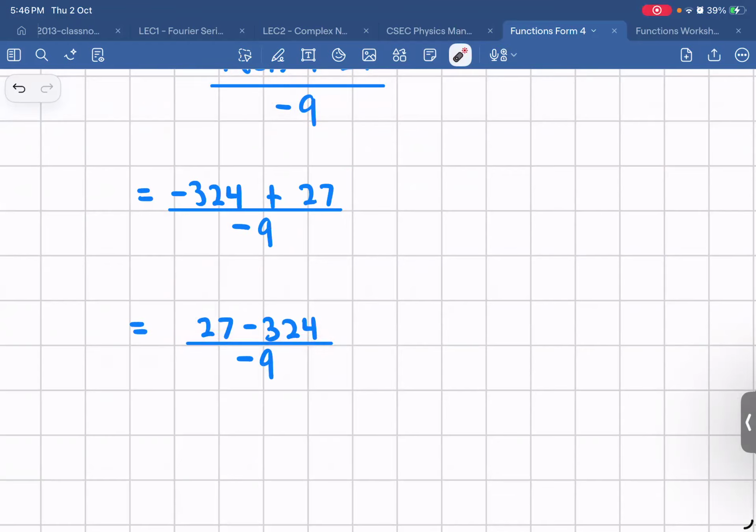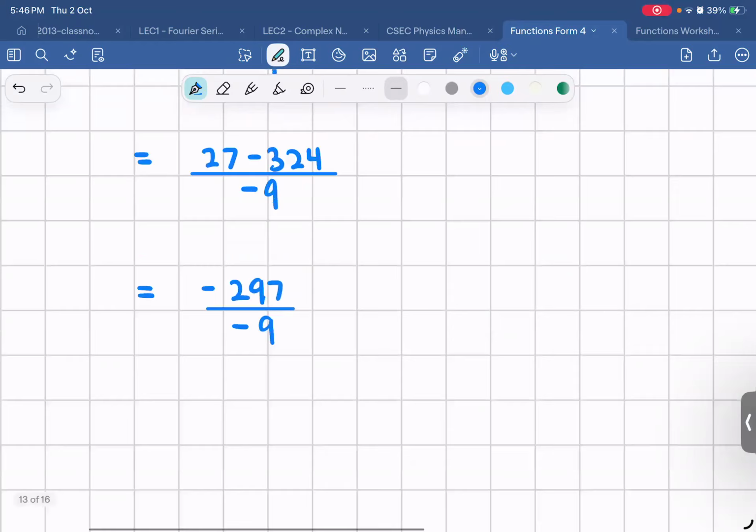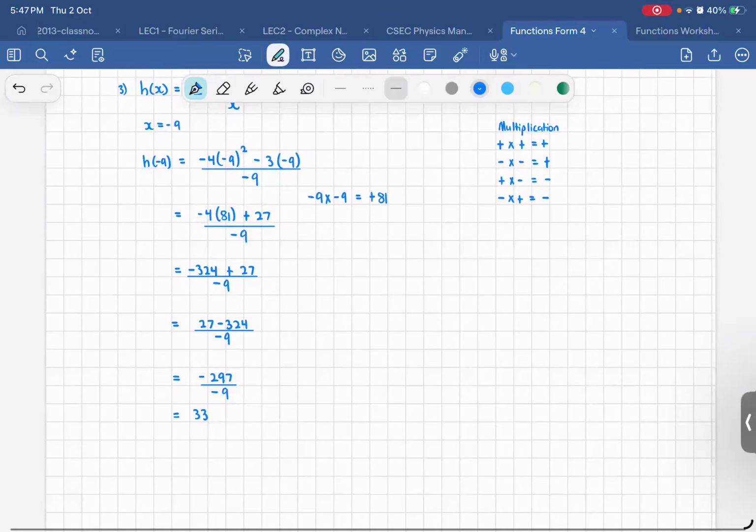So in a calculator, you're going to put 27 minus 324. Tell me what you get. Negative 297, right? All over negative 9. Now, the rules for multiplication and the rules for division are very similar. So if you have a negative divided by a negative, what do you think that would be? Positive. Correct, so my final answer is going to be positive. So it's 297 all over 9, and you should get positive 33. Everybody understand that?